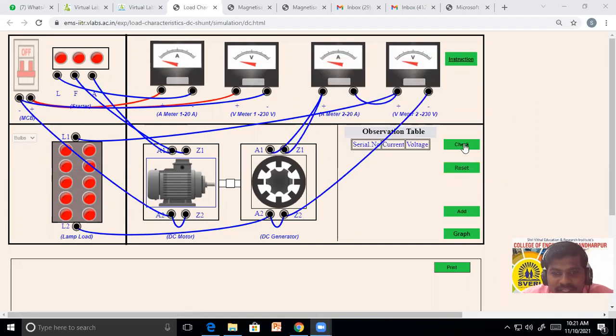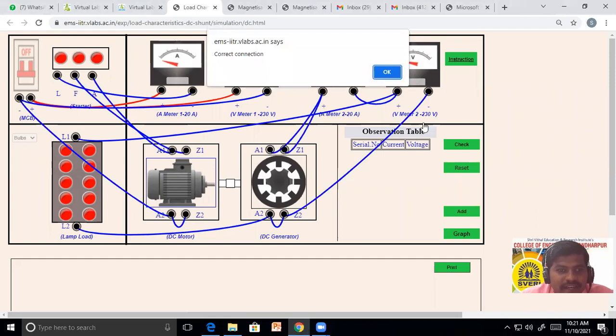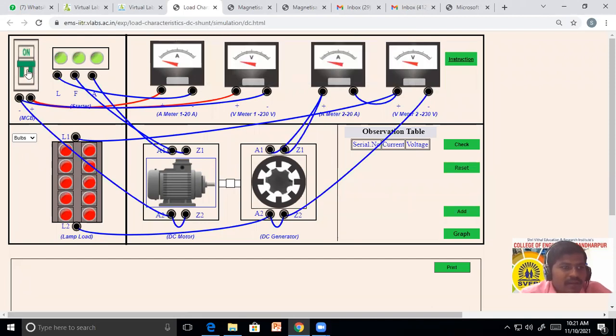We will check this connection. Just check the connection is correct. Okay, connection correct. At that situation, directly this MCB will be on. MCB काय झाला? On झाला. The motor will start. When the motor starts, the generator starts rotating. Generator rotate व्हायला start झाले.